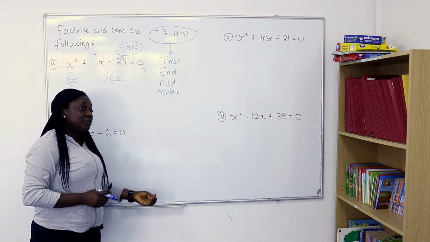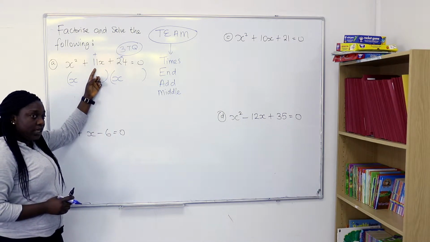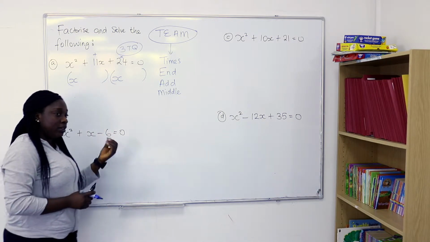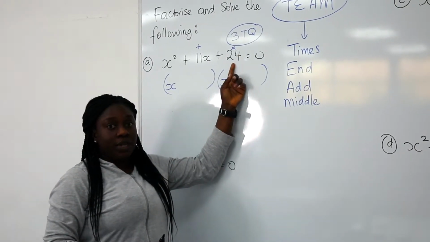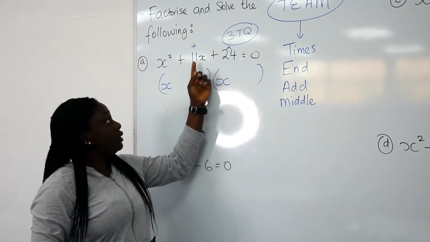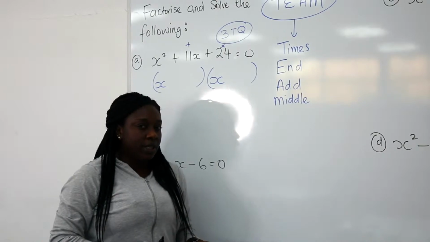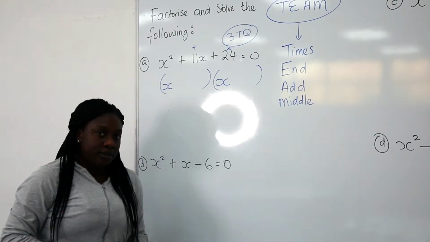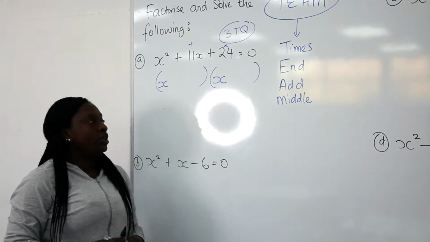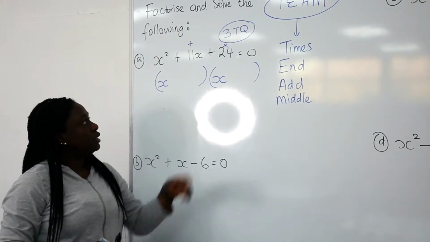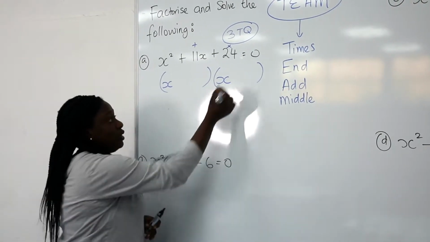But if you add 6 and 4 together, do they give you 11? No, they give you 10. So let's look for another two numbers that times together to give 24. 2 and 12. Add 2 and 12 together, do they give 11? No. Okay, are there other factors of 24? Yes, there is 8 and 3. 8 times 3 gives 24. Add 8 and 3 together, does it give 11? Yes, it does. So those are the numbers we're looking for.